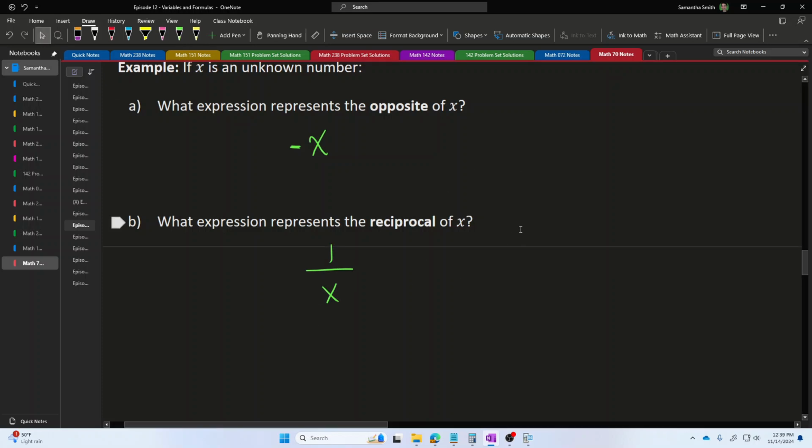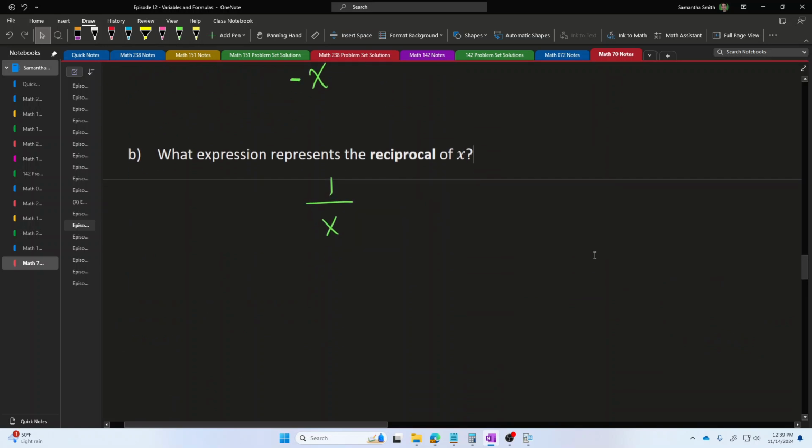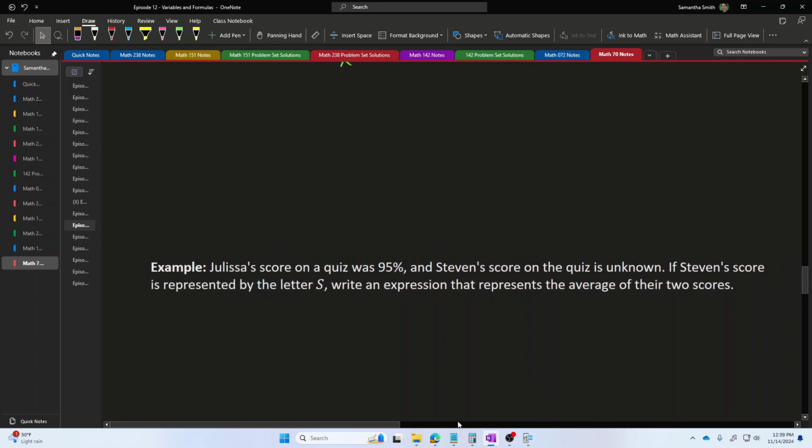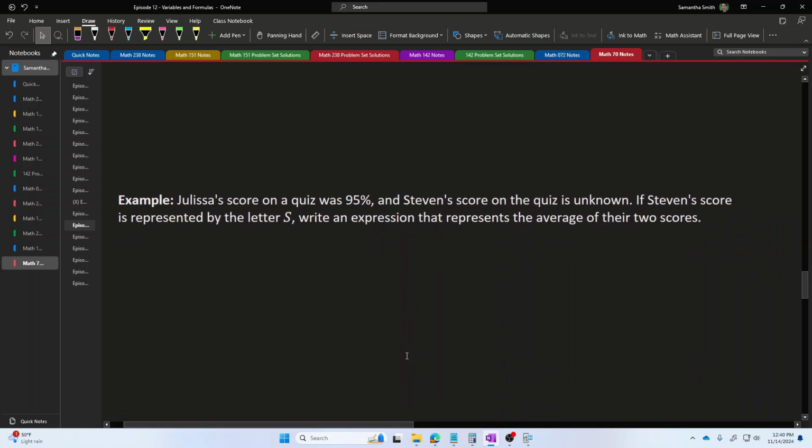This expression says, when you find out what x is, take its reciprocal by putting it in the denominator of a fraction that has 1 in the numerator. Alrighty, and a little bit more practice writing down expressions involving unknown numbers. We have two people who are taking a quiz. Julisa's score on the quiz is 95%. Stephen also takes the quiz, but we don't know what Stephen got. Stephen did not tell us what his quiz score was.